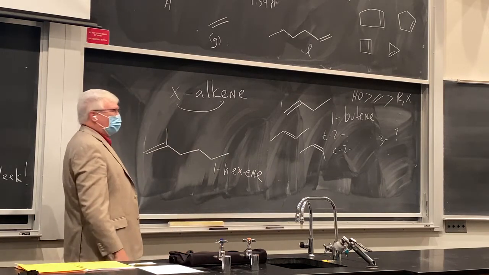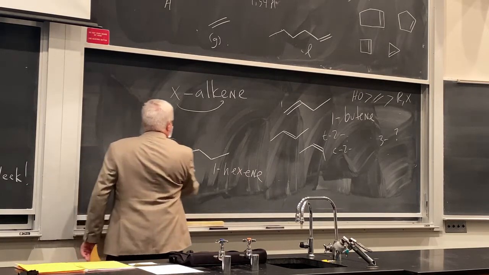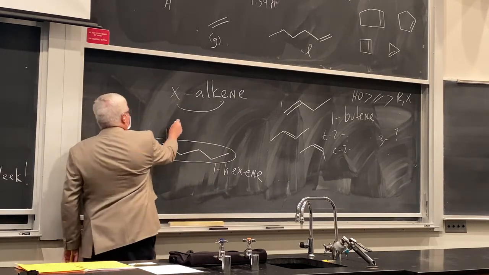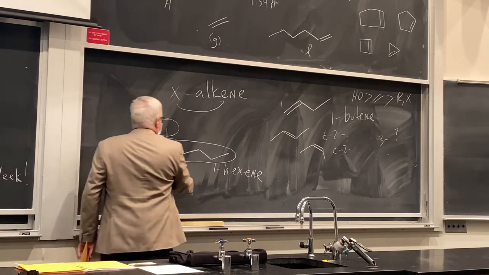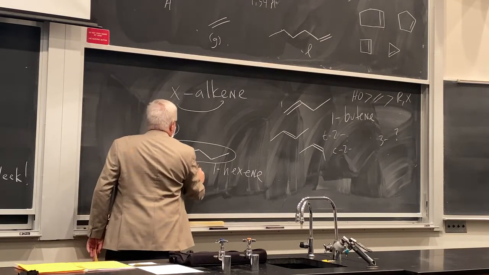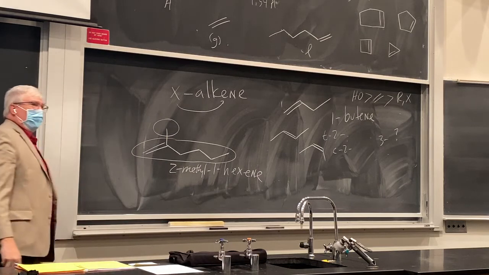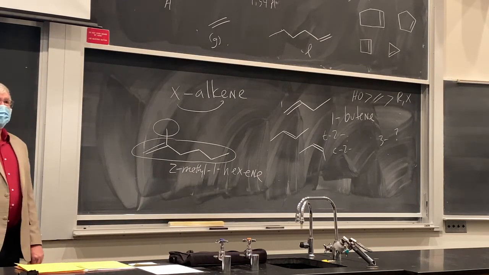And then what else is on there? Well, circle your parent if you need to. That'll help the substituents stand out, right? So at the 2 position, you have a methyl. 2-methyl-1-hexene. Do we need to worry about cis or trans here?